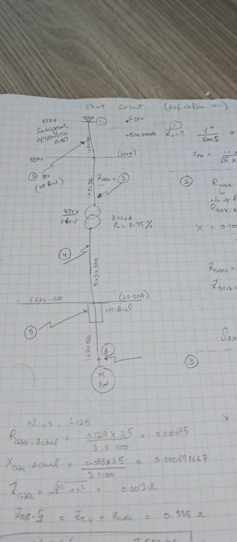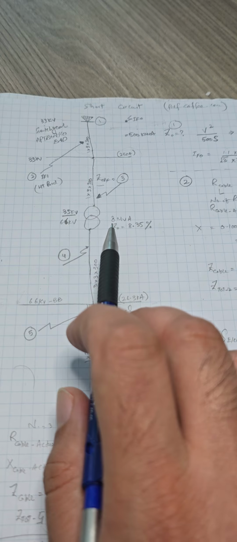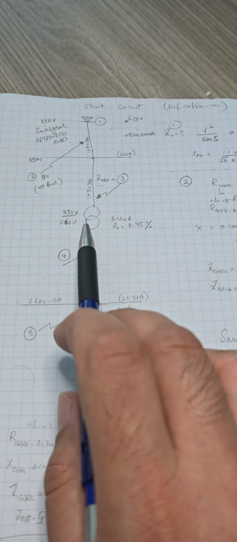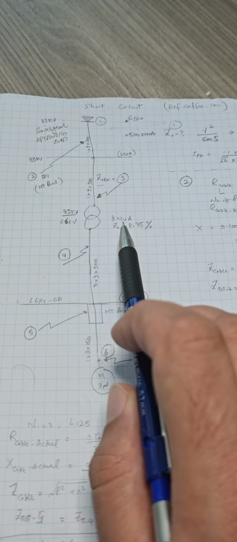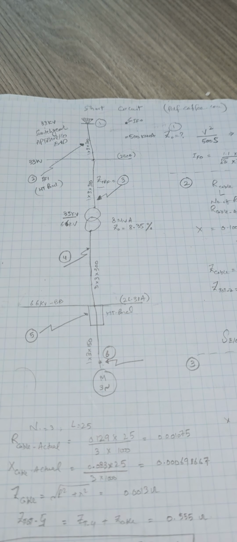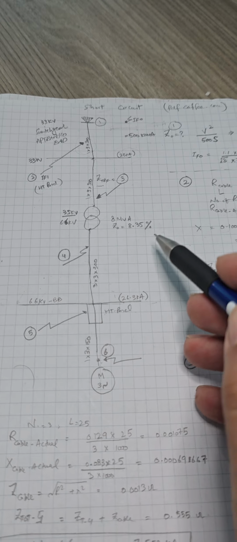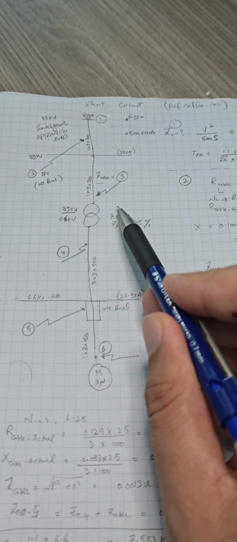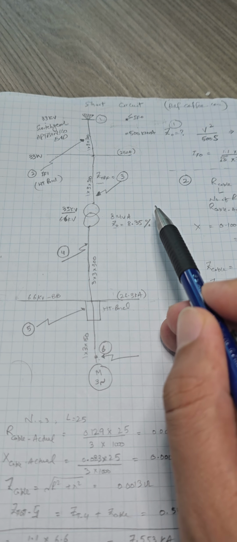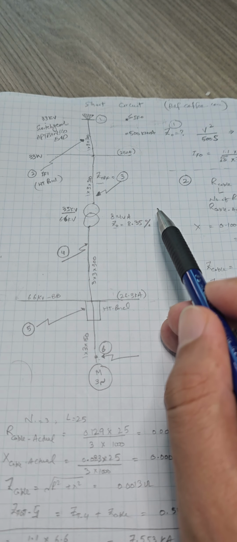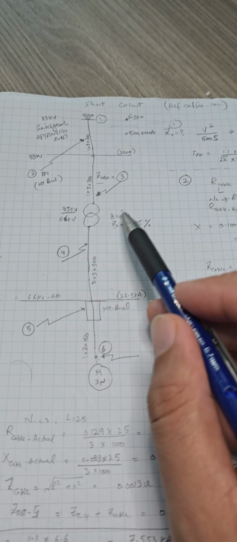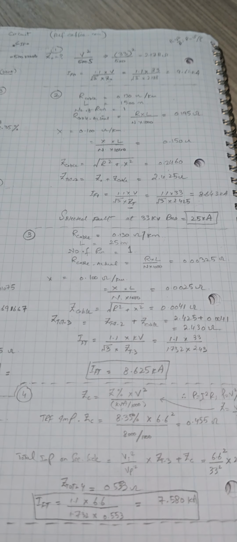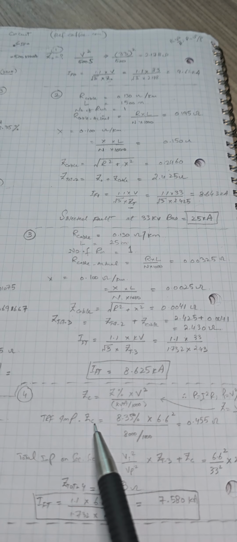Now go to the transformer. We are using a transformer step down from 33 kV to 6.6 kV. The capacity, the rating of the transformer, is 8 MVA, and the impedance of the transformer is 8.35. This data you can find on the name plate of the transformer, or you can see the data sheet. So just put the values.